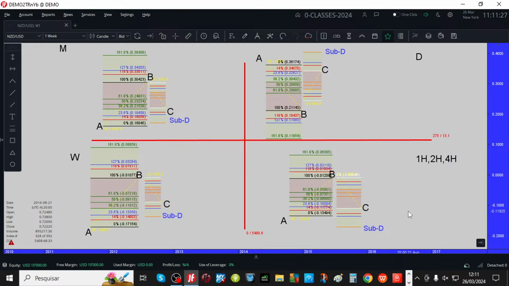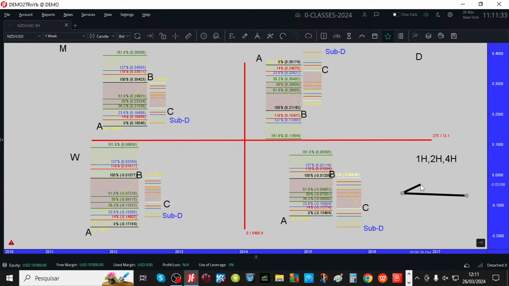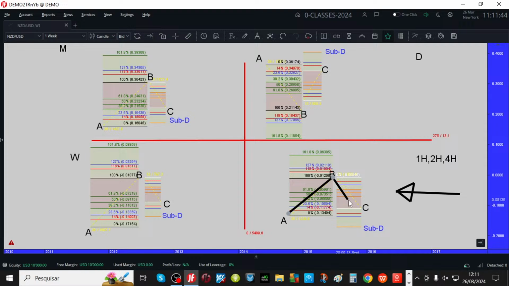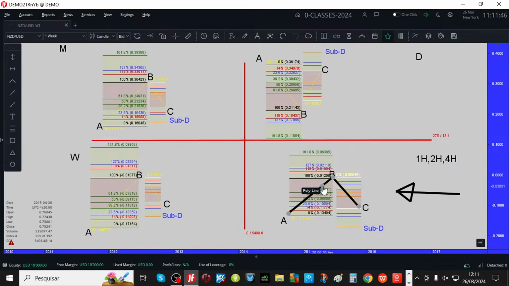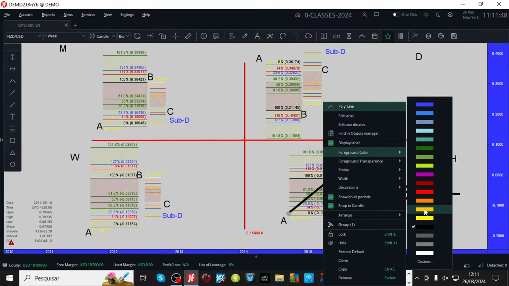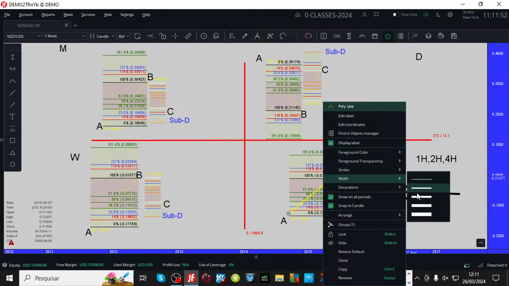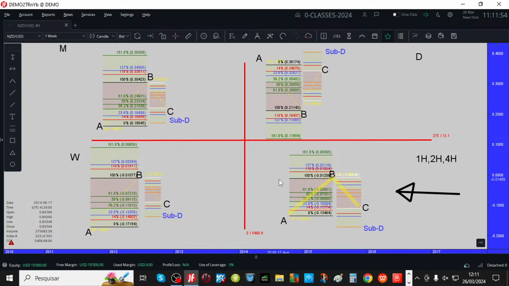Hedge fund trader Sam, how are you going to make pips and money on the 1 hour, 2 hour, 4 hour chart? Are you going to buy, everybody? Are you going to buy the ABC, or are you going to sell? That's the question, right? And there is no right or wrong.